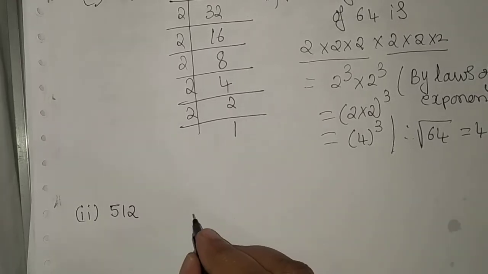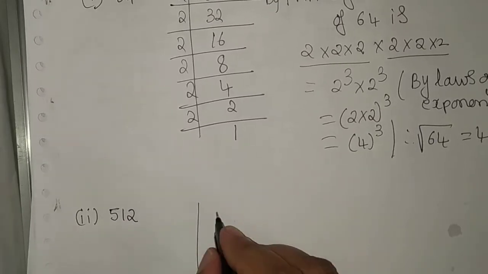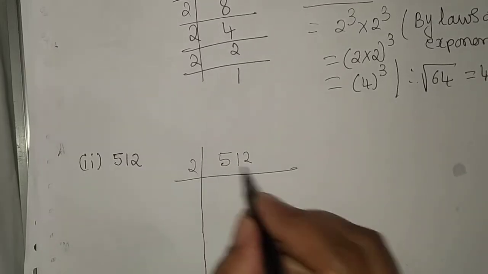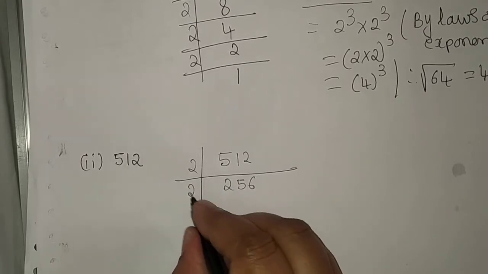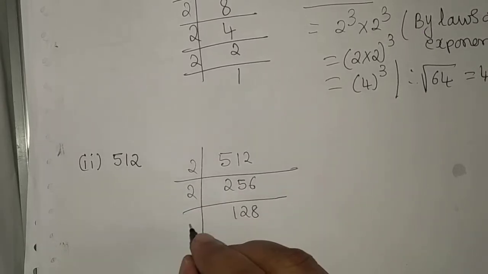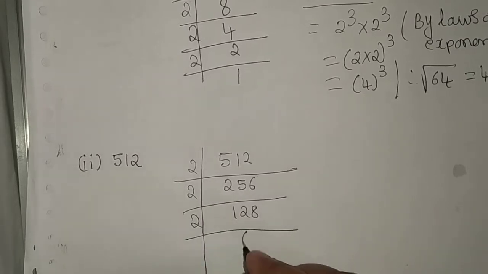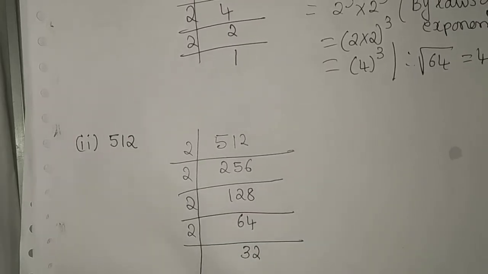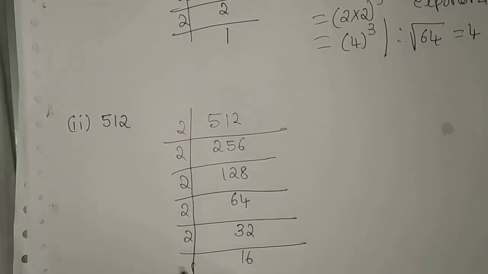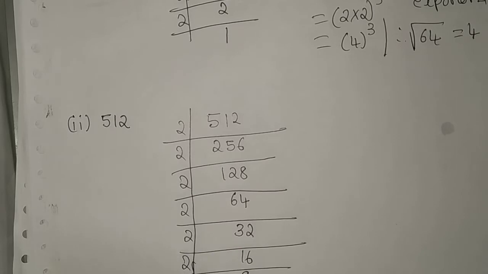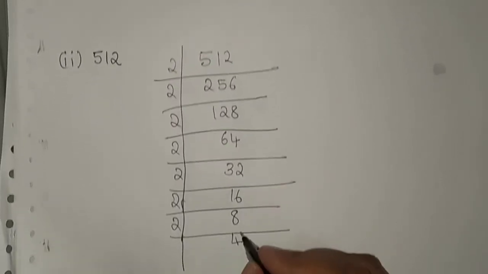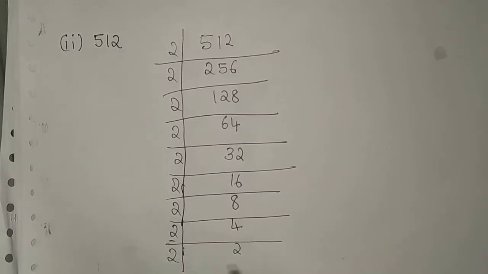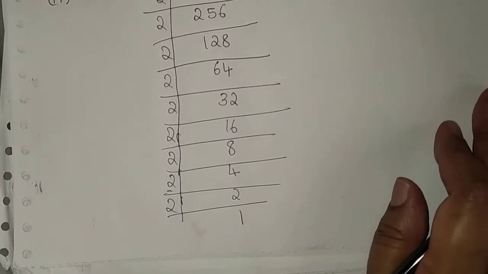Now next they have given 512, same procedure. 2 into 256, then 2 into 128, then 2 into 64, then 2 into 32, next 2 into 16, then 2 into 8, then 2 into 4, next 2 into 2, last 2 into 1. So we finish this one.